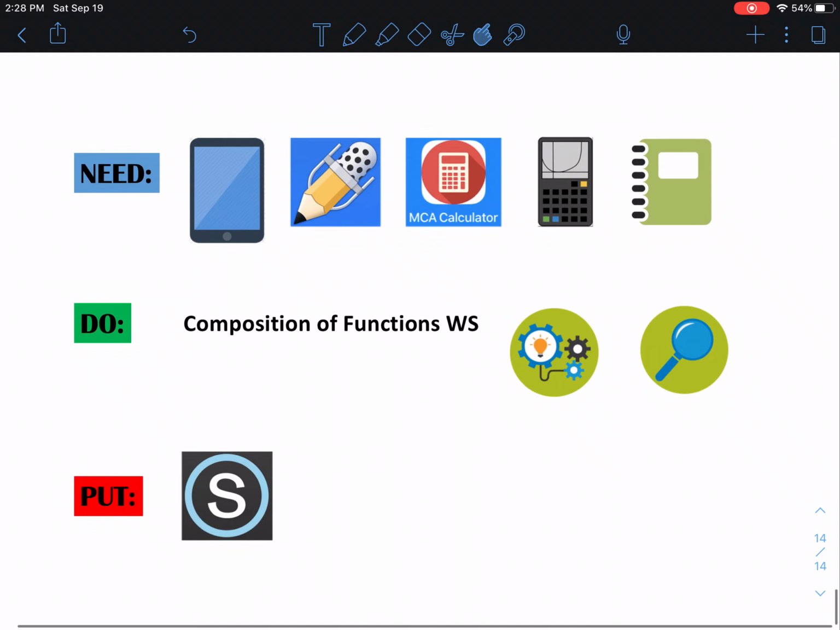And then when you finish that, you can start working on the composition of functions worksheet. You'll need probably MCA calculator, Notability, your iPad, obviously, your notes, and Schoology.